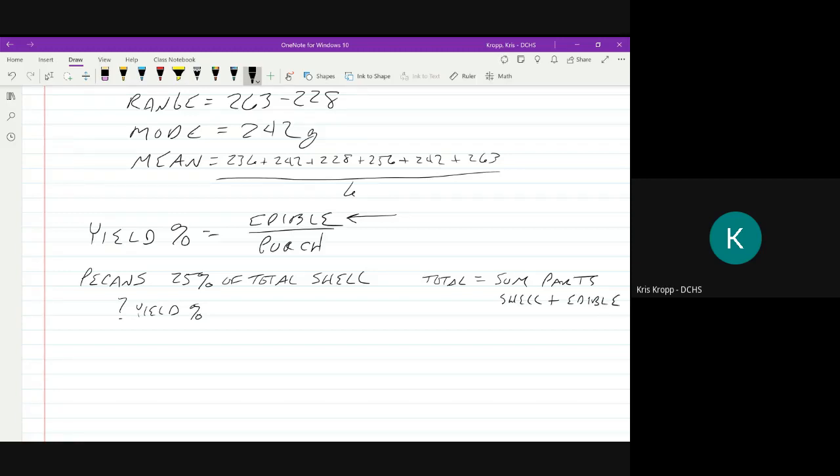The shell and the part that we eat are the parts of the pecan. So I can find the edible part if I know the total in the shell. Well, what's the total? What percent is the total? You guys hopefully know that 100% is the entire thing. So if I subtract the shell, which is 25%, then my edible part is 75%. So my yield percent for pecans would be 75% if 25% of it is the shell. Because remember, the whole nut is 100%.